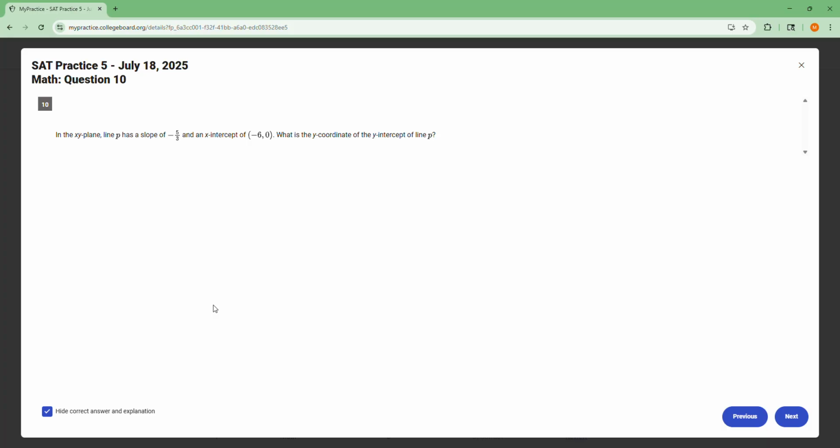It should be negative 5/3 times negative 6 plus b, not negative 5/3 times positive 6. Yes. When you check your work, when you check your original answer, did you make the same mistake on the test? Did, no, you can just press hide correct answer and explanation, and that'll let you see what your original answer was.